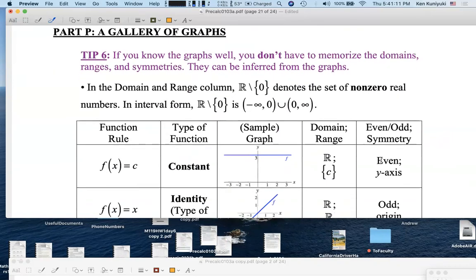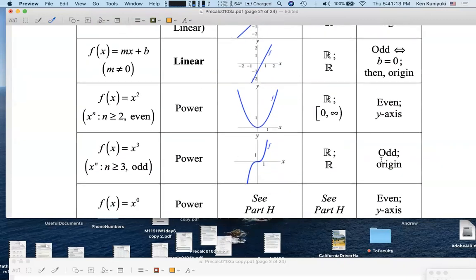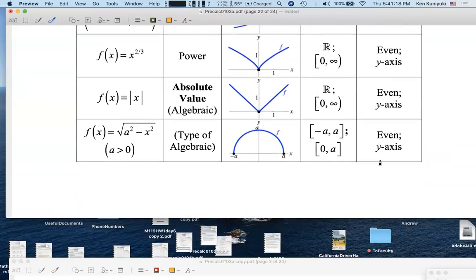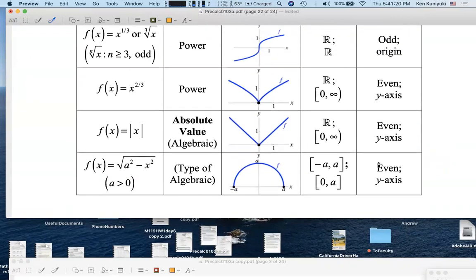Look over the gallery of graphs. It's a summary of what we just did. Be able to graph all these basic functions. And then you won't have to point plot all over the place. We can fall back on these. In section 1.4, we're going to manipulate and transform these.